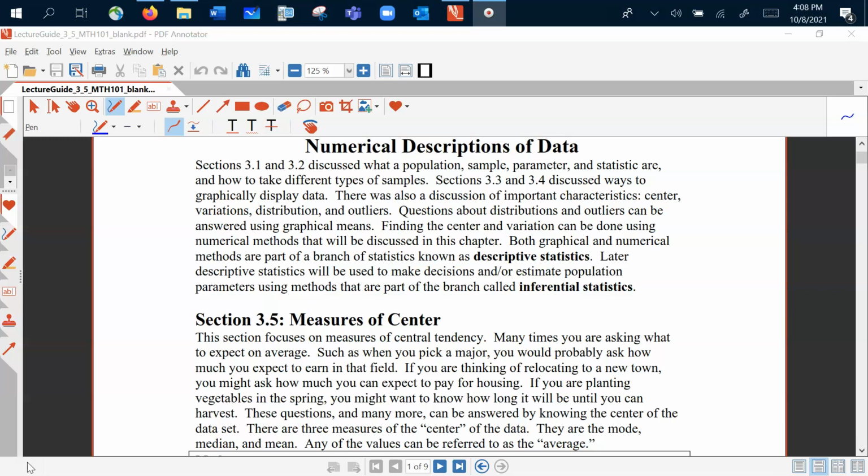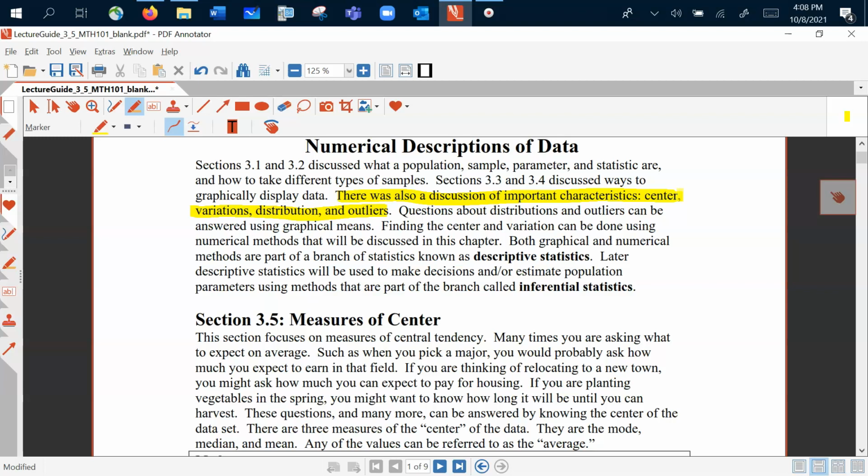So in this particular section 3.5, we're going to be looking at a particular characteristic of data, and that's the center, or the measure of center. Recall that there are some things that we want to find given a particular data set. We are often interested in the center of the data set, or a representative number for that particular sample.